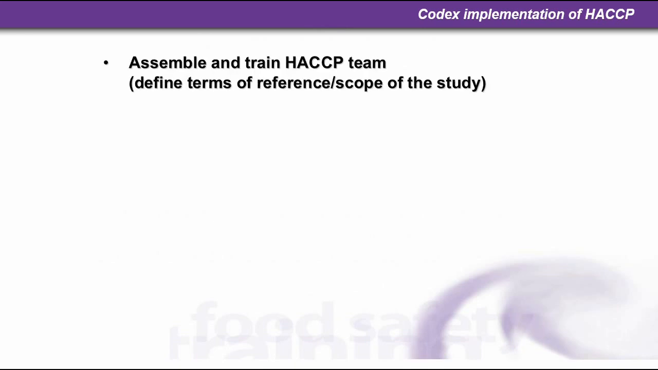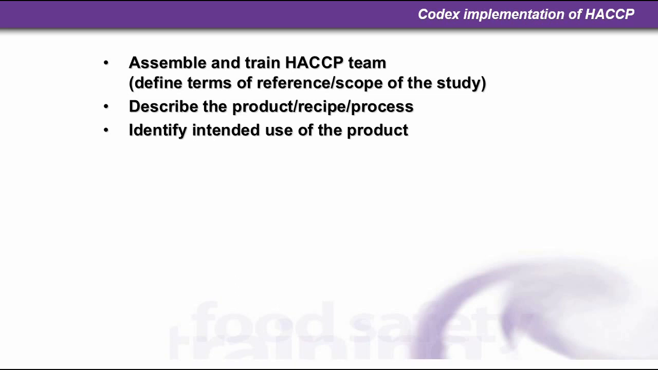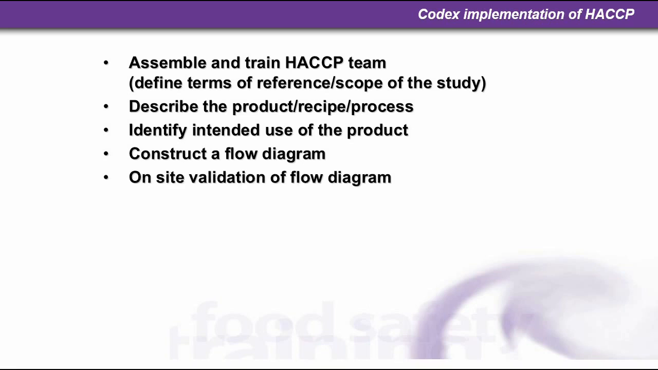Okay, so the Codex implementation of HACCP. First of all, and this comes in 12 steps, you need to assemble and train the HACCP team. And the team needs to define the terms of reference and the scope of the study. Describe the product, recipe, and process. Identify the intended use of the product. Construct a flow diagram, and on-site validation of the flow diagram. In other words, walk the talk. That's what validation means as regards HACCP.